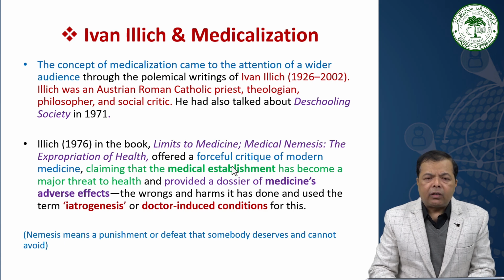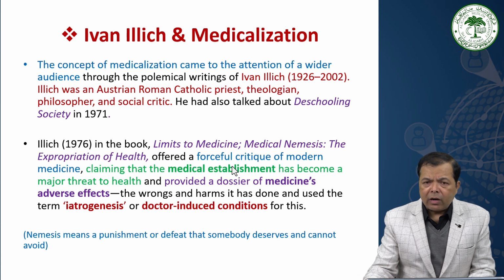And he used the term iatrogenesis for this particular thing, and the term iatrogenesis is generally translated as doctor-induced conditions or medicine-induced disease. That means Illich is saying that medicine is doing harm to humans, and medicine is creating a kind of disease, and sometimes that can also be related to doctor-induced conditions, and that was referred to as iatrogenesis, and that is the very critical view of Ivan Illich on the process of medicalization. We will try to understand these views.